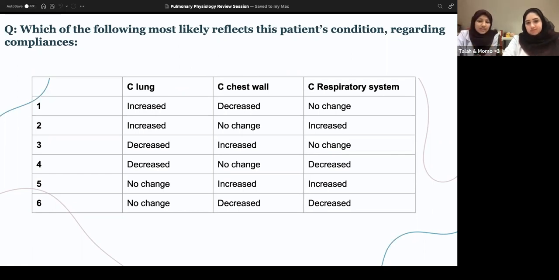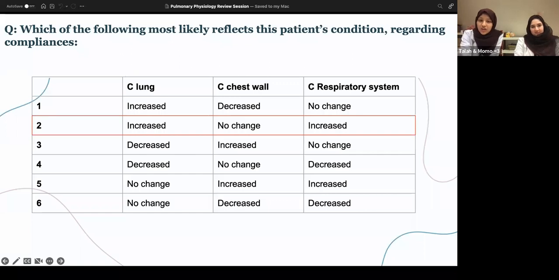I guess it's two. Because like I said, all the volumes increase. Now you have to think about obstructive or restrictive diseases, and since it's emphysema, it's an obstructive disease. All the volumes in the lung increase, and compliance, which is volume over pressure, of the lung would increase. This is something you can memorize as well, because as we know, compliance increases in obstructive and it decreases in restrictive for the respiratory system.